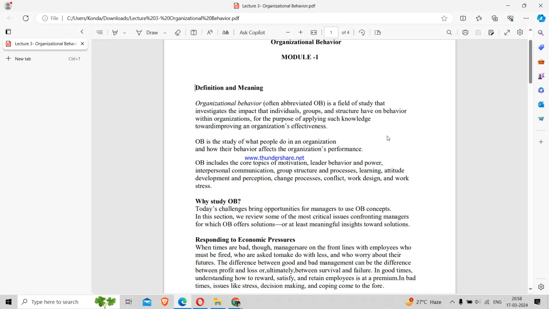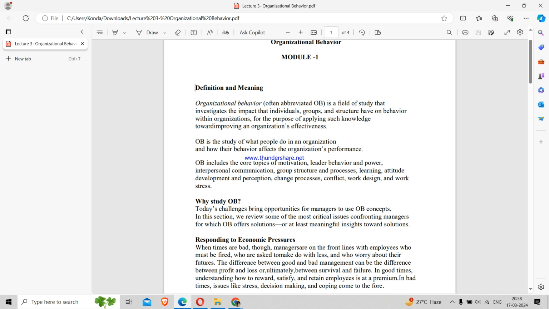So students will be getting a view of what is organizational behavior. This is the first module. Part of it has already been covered in your previous two lectures. So what is organizational behavior? You can see it is abbreviated as OB.